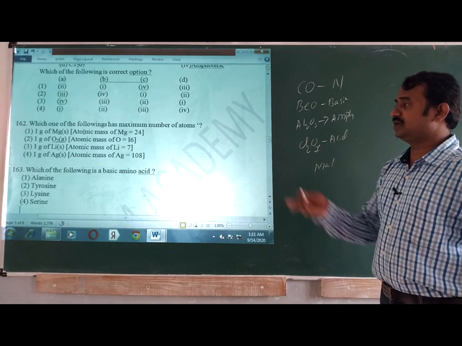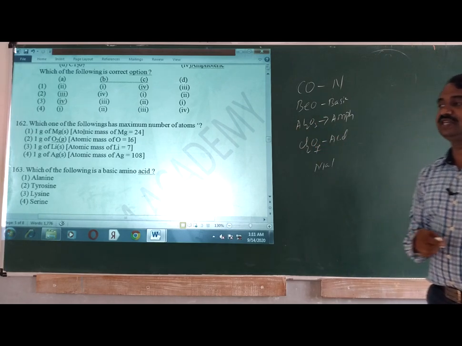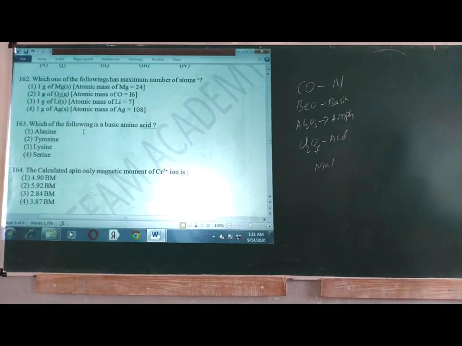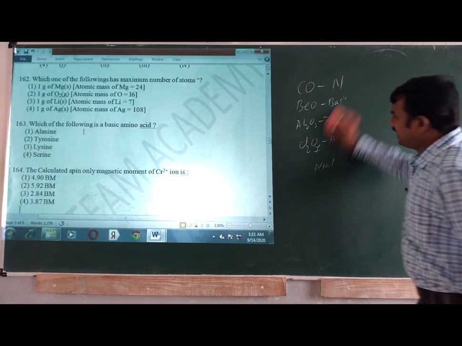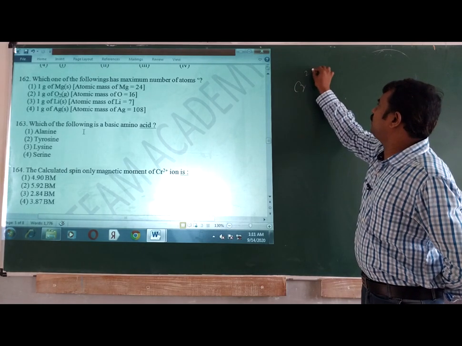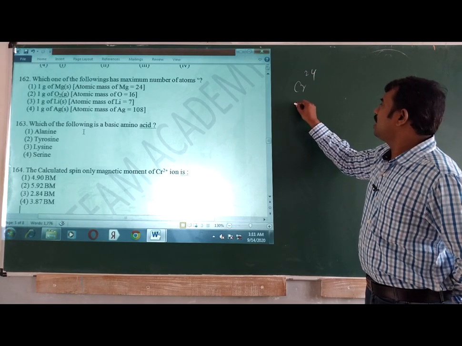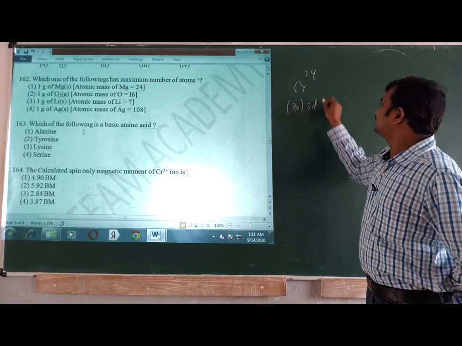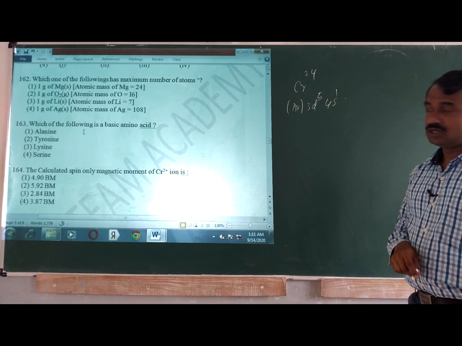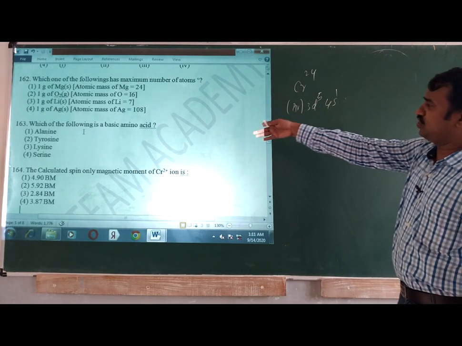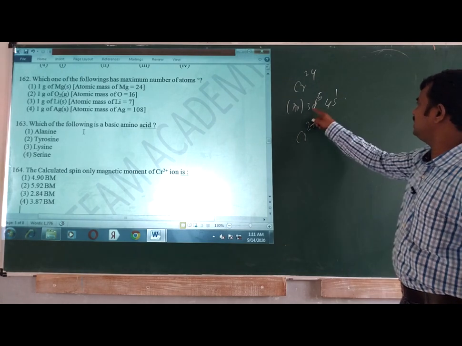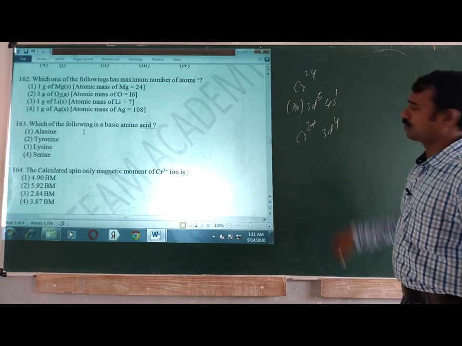In these 4 factors, lysine is the basic amino acid. Next one: calculate the spin only magnetic moment of chromium. The chromium atomic number is 24, electronic configuration argon 3d5 4s1. How many loss of electrons are mentioned? 2 loss of electrons, which means 3d4.